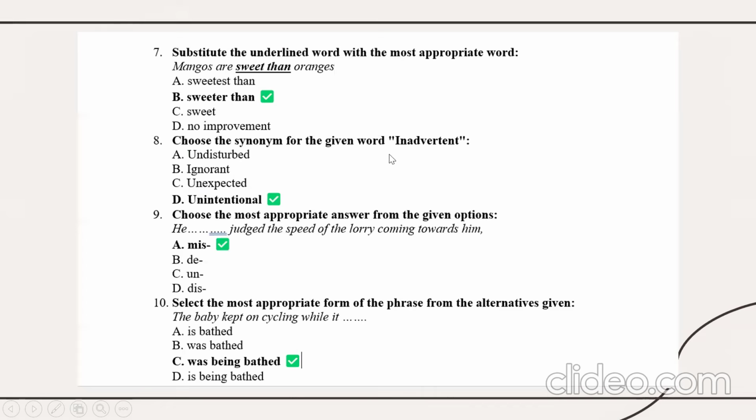Choose a synonym for the word inadvertent. So what is a synonym? Unintentional. So he misjudged. It's a, we can say, prefix. He misjudged. Select the most appropriate form of the phrase. The baby kept on cycling while it was being bathed or bathed.